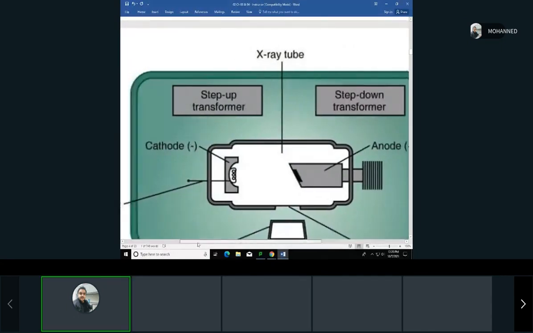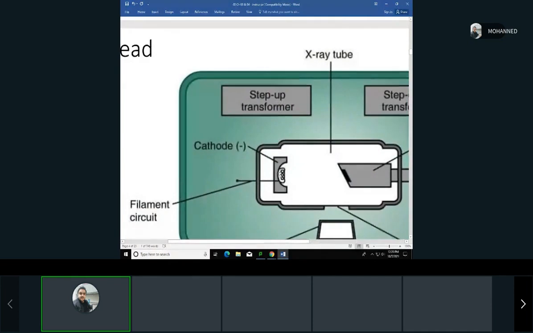So when we get the electricity through this filament here, we start making electrons, okay? So a cloud of electrons will be running here. Then we have this focusing cup. This would focus these electrons, and then with the amount of kV, it will shoot these electrons towards what?